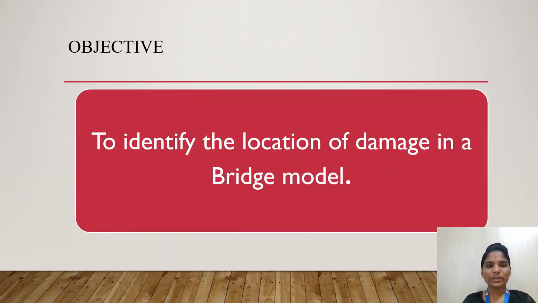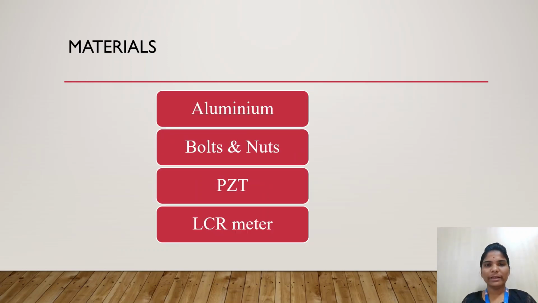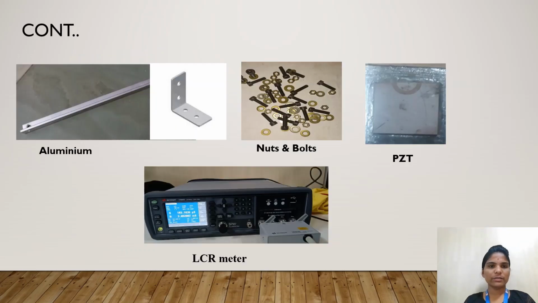One of the key objectives of this project is to identify the location of damage in a bridge model before it reaches the critical state. The materials required are aluminium, bolts and nuts to fix the members, the PZT piezoelectric sensor, and an LCR meter. Here we can see the materials. This is the aluminium used for the members, this is the gusset plate used to connect these aluminium members with nuts and bolts, the PZT sensor, and this is the LCR meter.